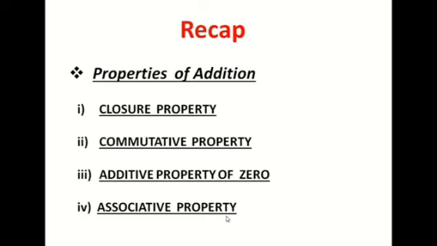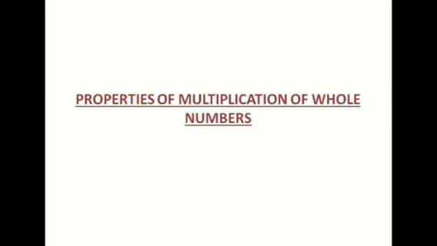Yes? Fourth property we discussed, associative property. According to this property, a change in grouping of whole numbers doesn't change their sum. The general form we wrote as (a plus b) plus c equals a plus (b plus c), where a, b and c are any whole numbers. Today we will discuss the properties of whole numbers with respect to multiplication.